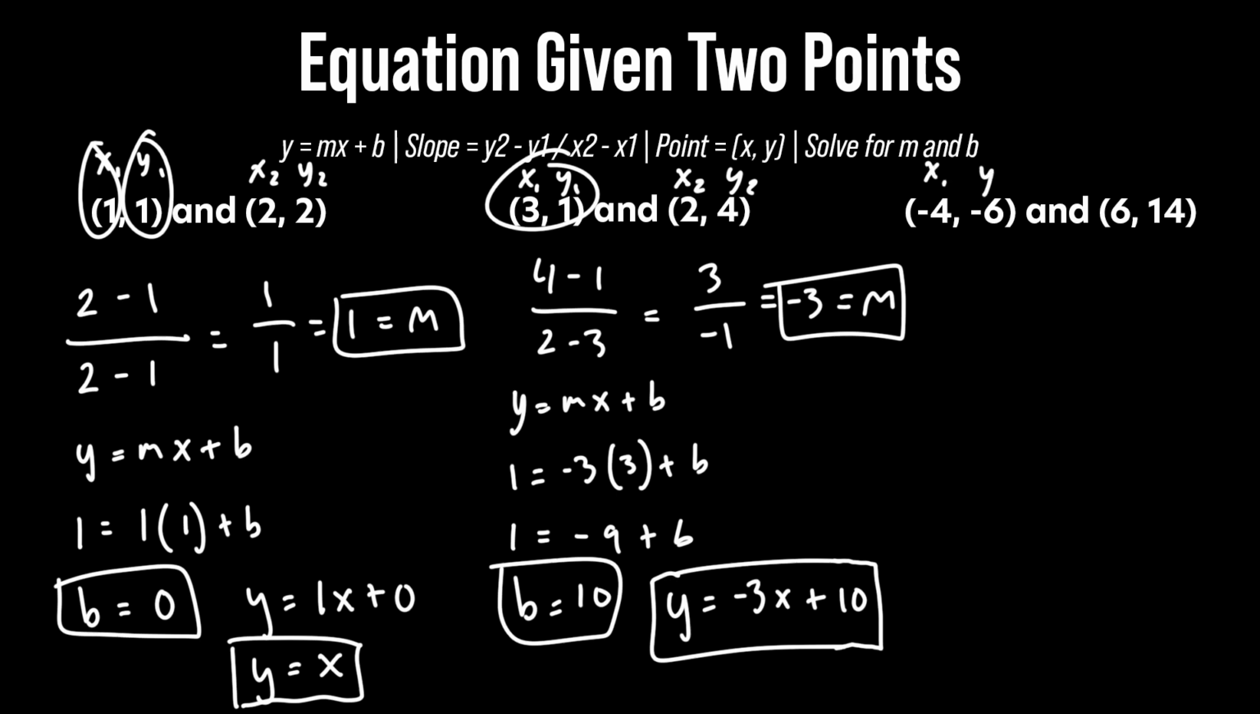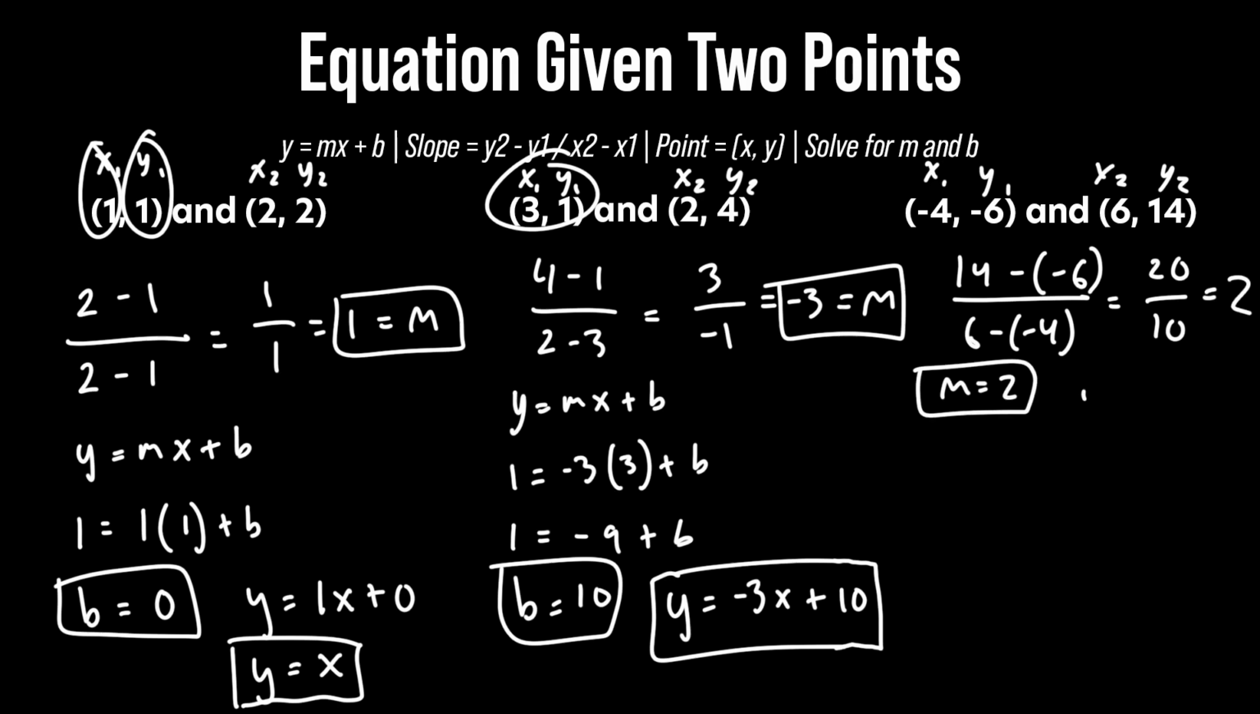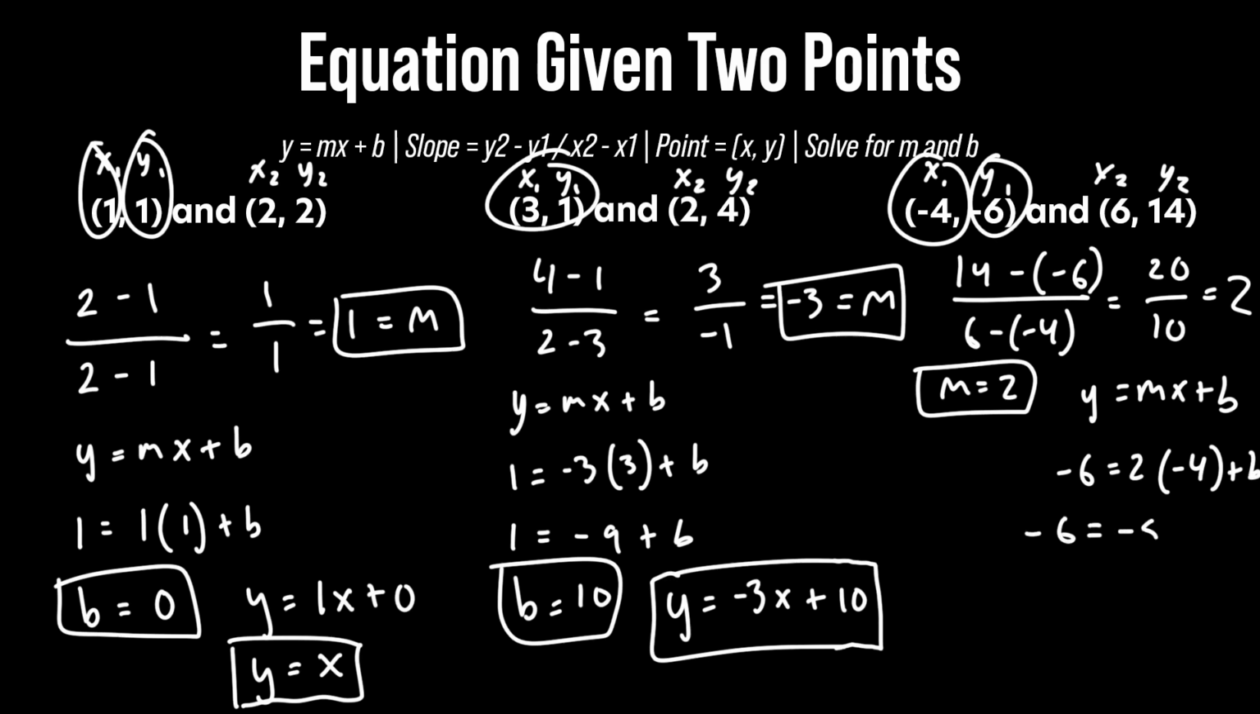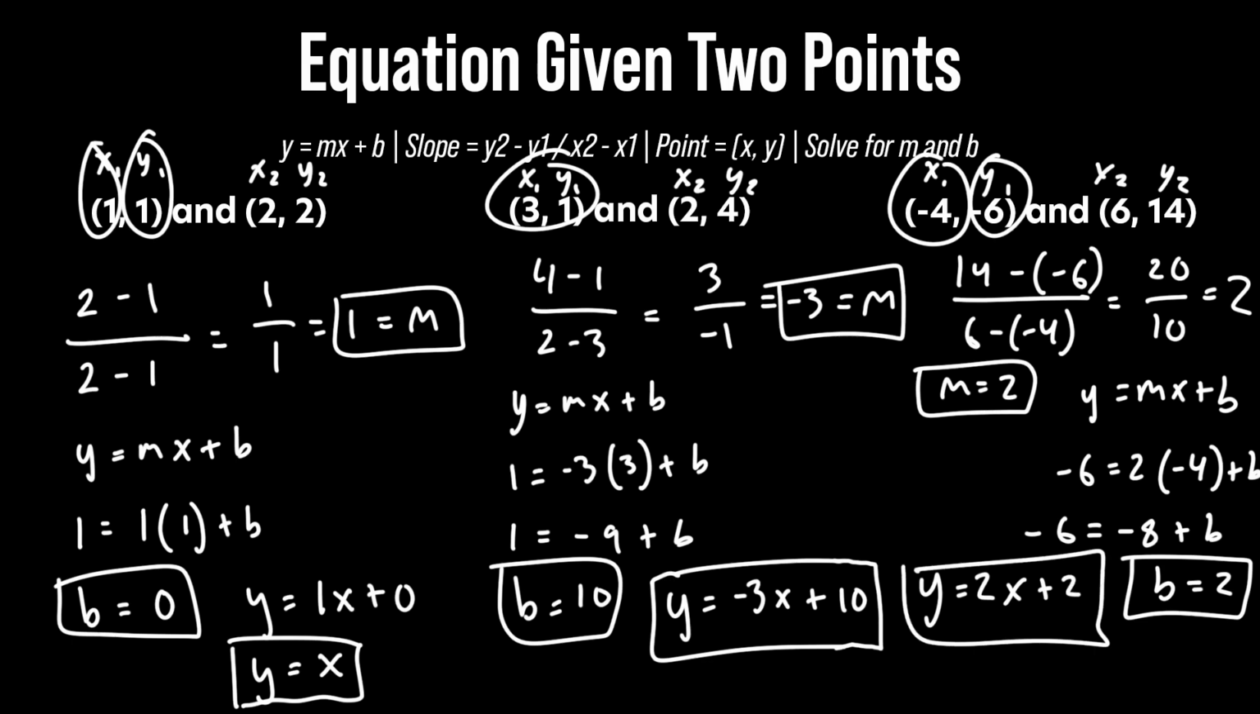We have x1, y1, x2, y2. So we're going to have 14 minus negative 6 over 6 minus negative 4. So that's going to be equal to 20 over 10, which is equal to 2. We're going to have m is equal to 2. Now we're given y is equal to mx plus b. Our y is going to be negative 6. Our m is going to be 2, and our x is going to be negative 4 plus b. So that's going to be negative 6 is equal to negative 8 plus b. So b is going to be equal to 2. So now we have our equation. Y is equal to, we have our value of m, 2, and then x plus 2. So that's our third equation. So this is number 1, this one is number 2, and this one is number 3.